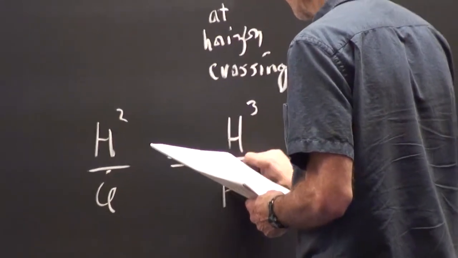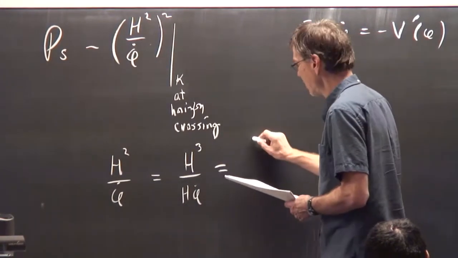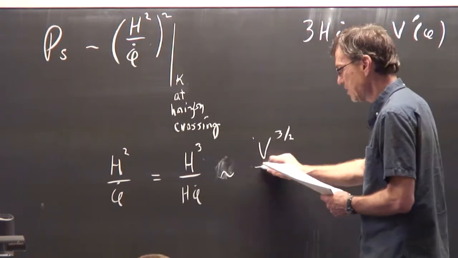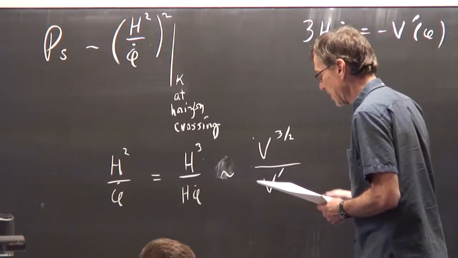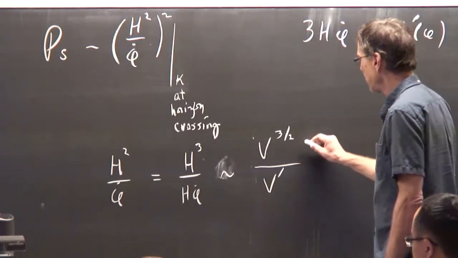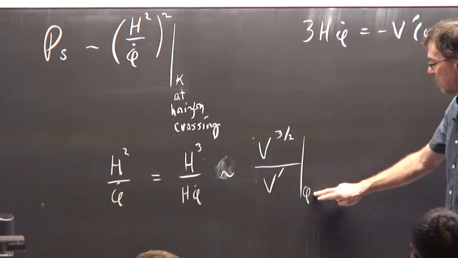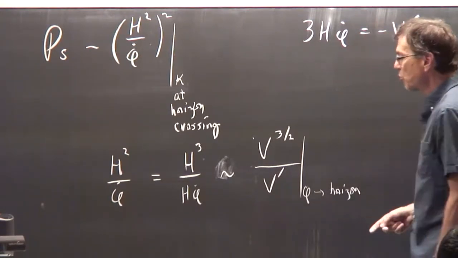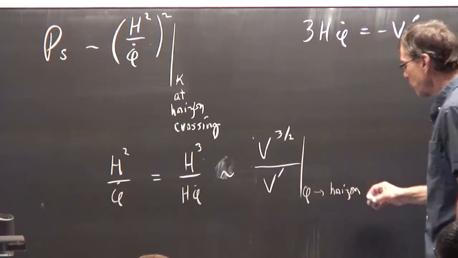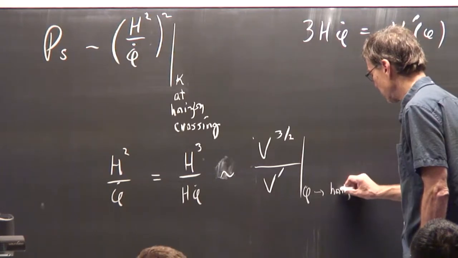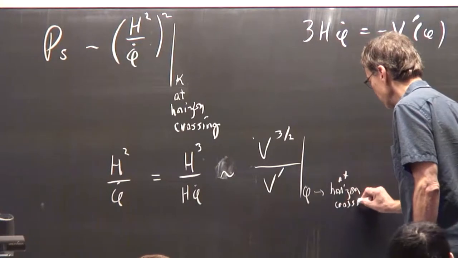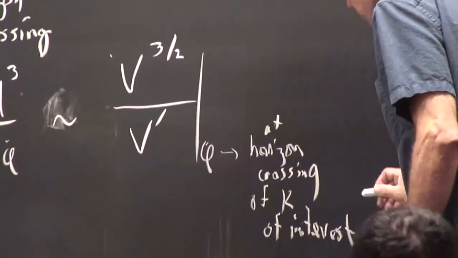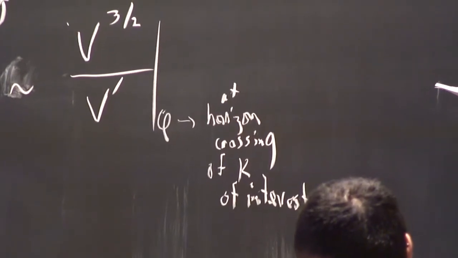So we get H squared over, H cubed over H phi dot. Ignoring powers of M Planck, this is going to give us something going as V to the 3/2 over V prime. And we have to evaluate that at the value of the scalar field corresponding to when the relevant k exited the horizon. So if we want to know this at a certain k, we need to find the value of phi when that k executed horizon crossing. And we'll see how to do that in an explicit example.